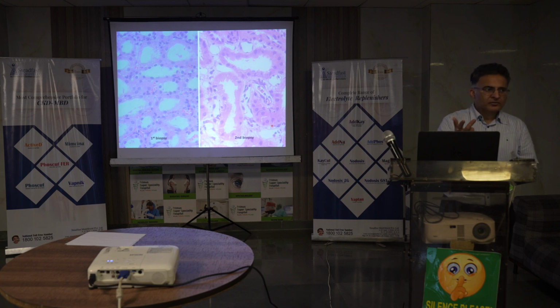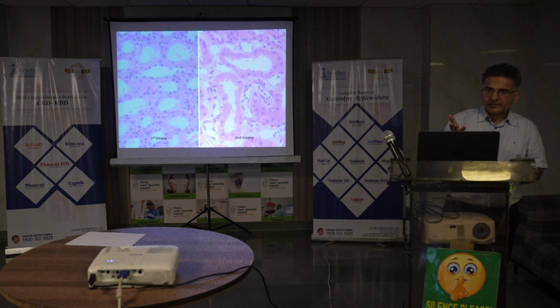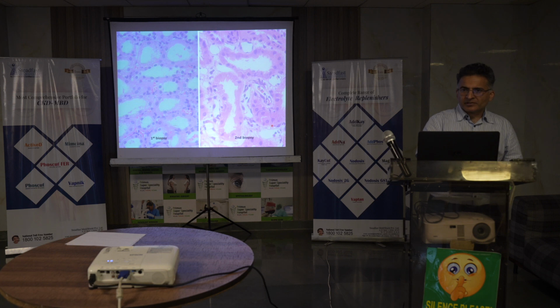There are two methods of doing C4D: one is immunofluorescence, one is immunohistochemistry. What we do for SV40 is immunohistochemistry. On paraffin tissue, what we do is called immunohistochemistry. On fresh frozen tissue, what we do is immunofluorescence.